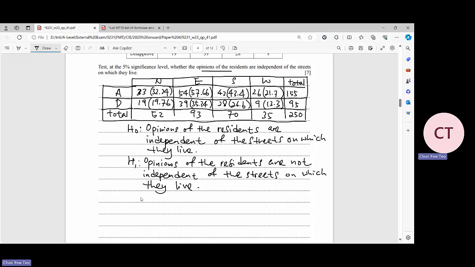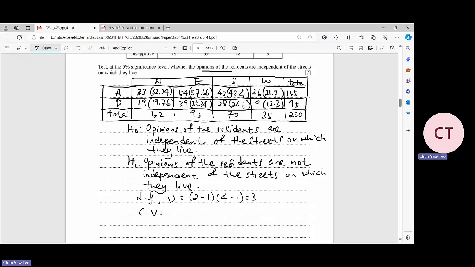Now we can try to find the critical value, but before that we need to find the degree of freedom. So the degree of freedom is number of rows, we have 2 rows minus 1, multiply by the number of columns, you have 4 columns minus 1. Multiply together, you get 3.